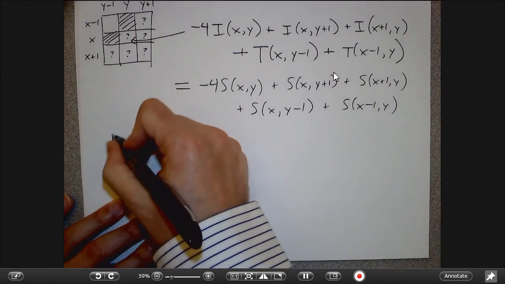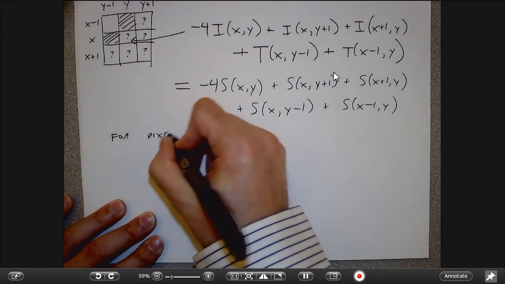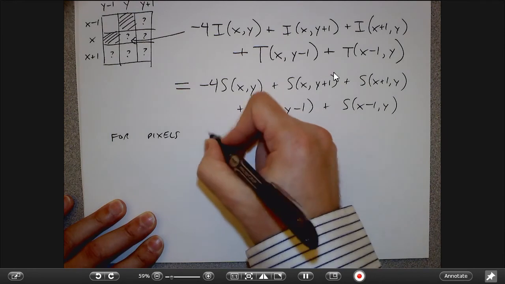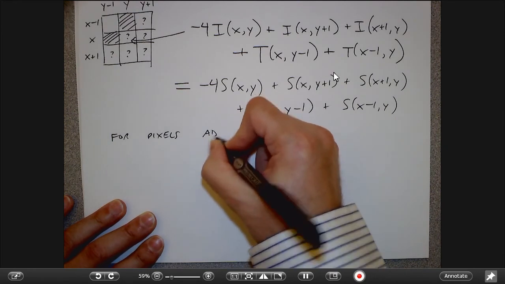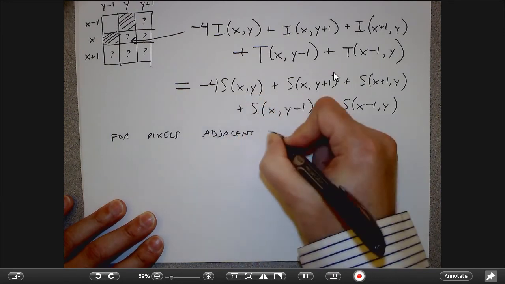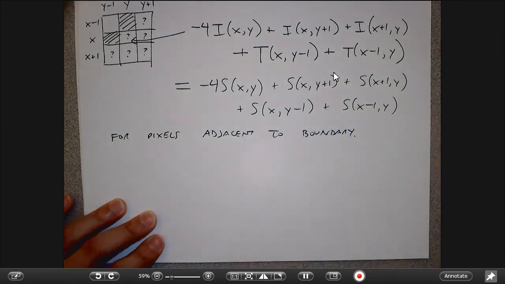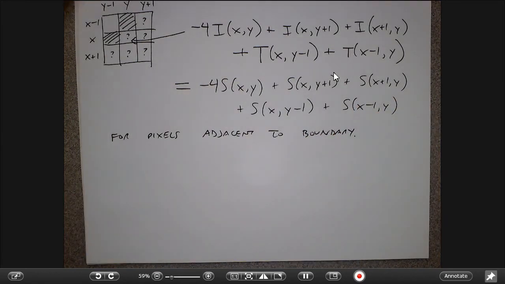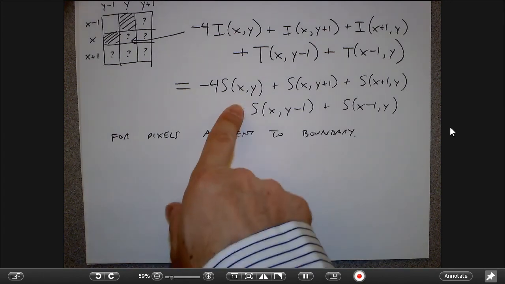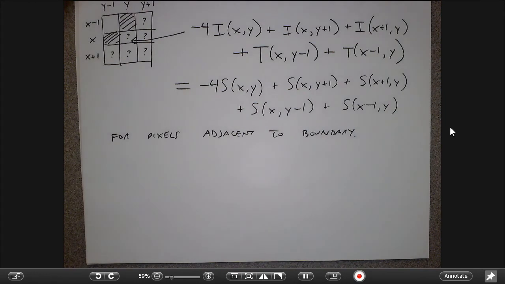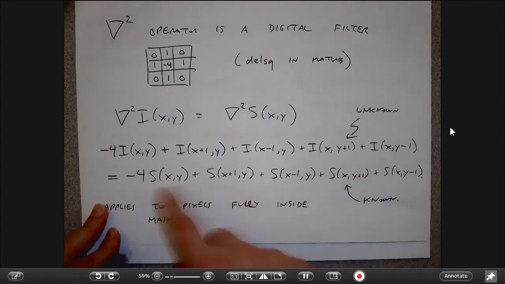So this is for pixels adjacent to the boundary. Okay? And so every pixel is basically in one of these two cases. Either I'm fully inside the region or I'm adjacent to the boundary, right? So that means that for every pixel in the region I want to fill in, I'm either using this equation or I'm using this equation, right?